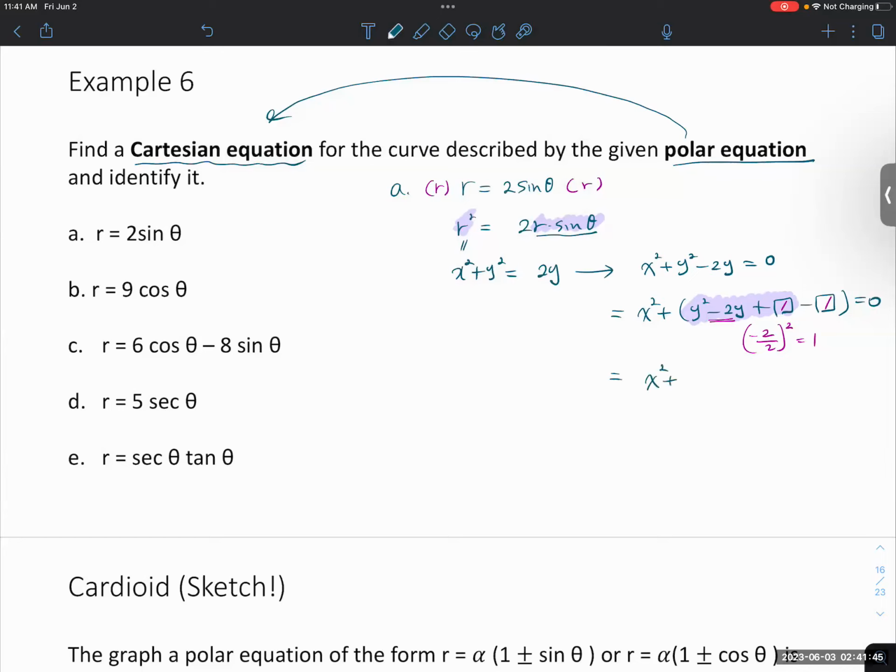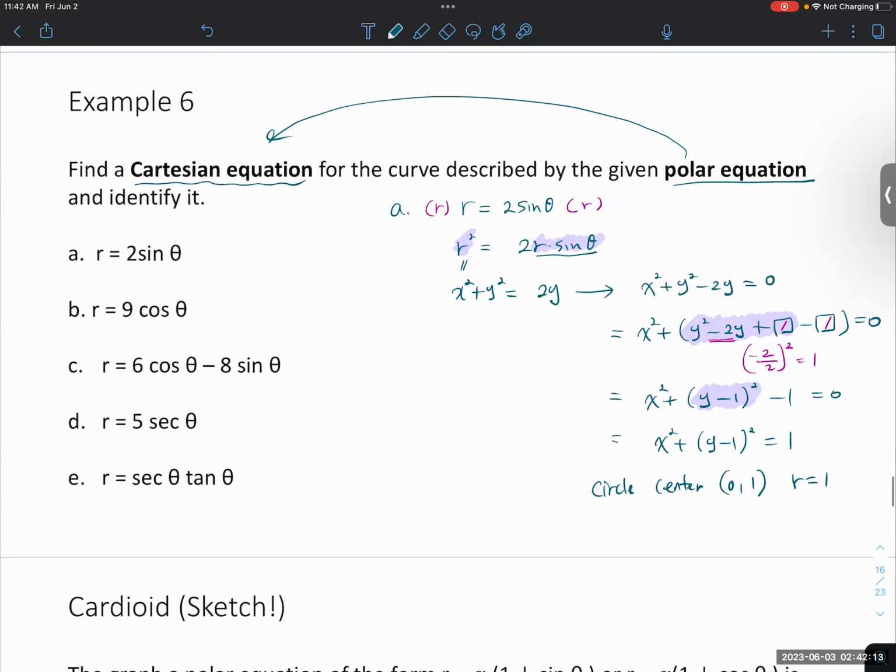x squared plus (y minus 1) squared. If you expand it, that's y squared minus 2y plus 1. And then we have a negative 1 equal to 0. So if I rewrite it, x squared plus (y minus 1) squared equals 1. So this is going to be a circle function. Center at 0, 1 and radius is 1.